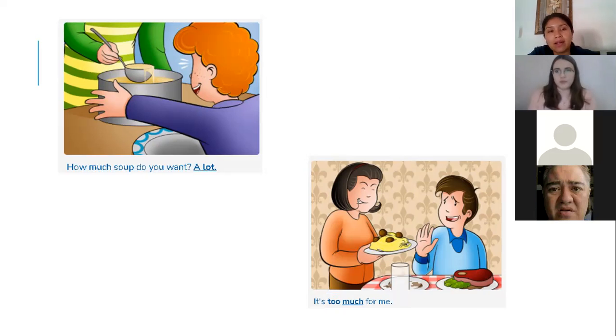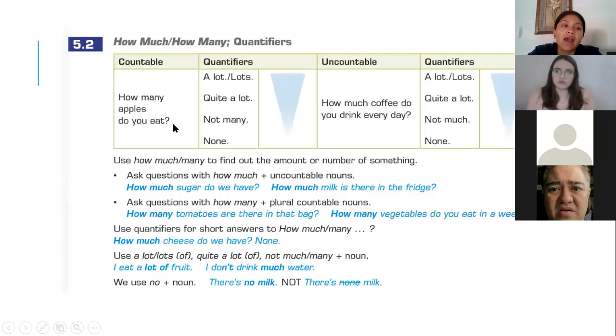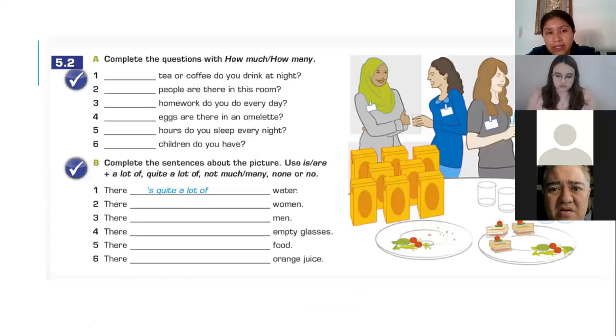Okay, so remember, let's recap. I'm gonna go back just to see it again. Okay, so yeah. How many apples? Countable. How much coffee? Uncountable. These expressions were for both of them, countable or uncountable. The opposite of saying much is little. The opposite of saying many, it's few. Okay, now let's go and practice this.